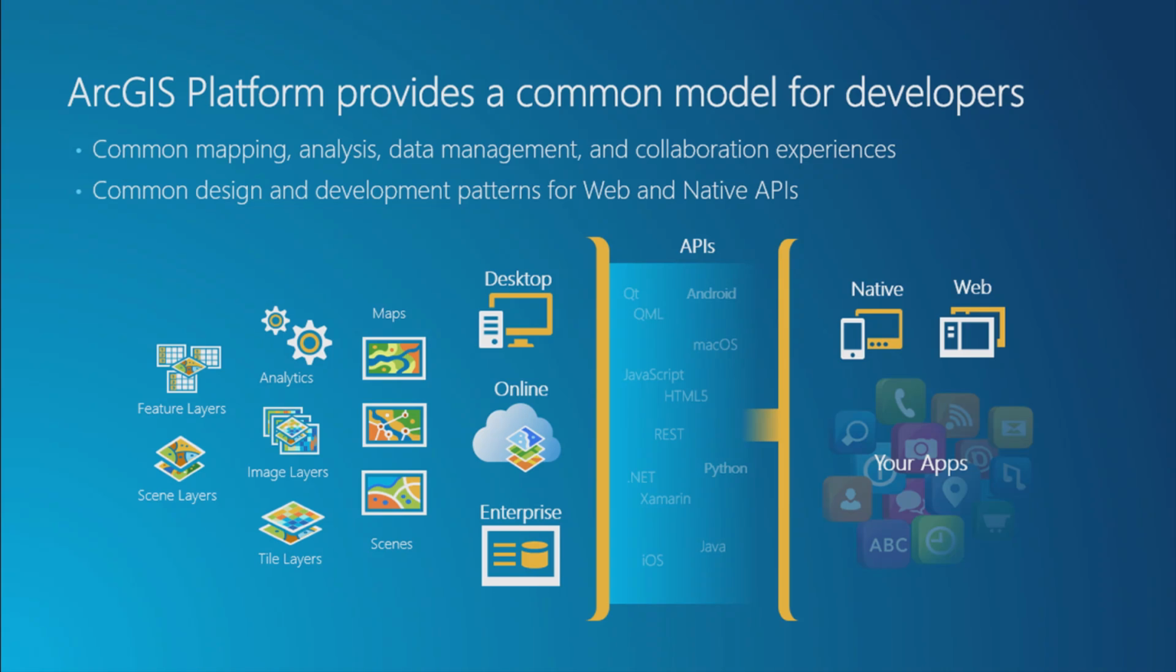So these common design patterns are available for any client, including web and native APIs. And so what we can see here is we've got a set of maybe different types of layers or maps or different ways or recipes for configuring content and creating that content and then sharing that either through our desktop products, through the enterprise, through ArcGIS Online, and then consuming that through a common set of APIs and specifications that we can then use in your apps, your native or your web apps.